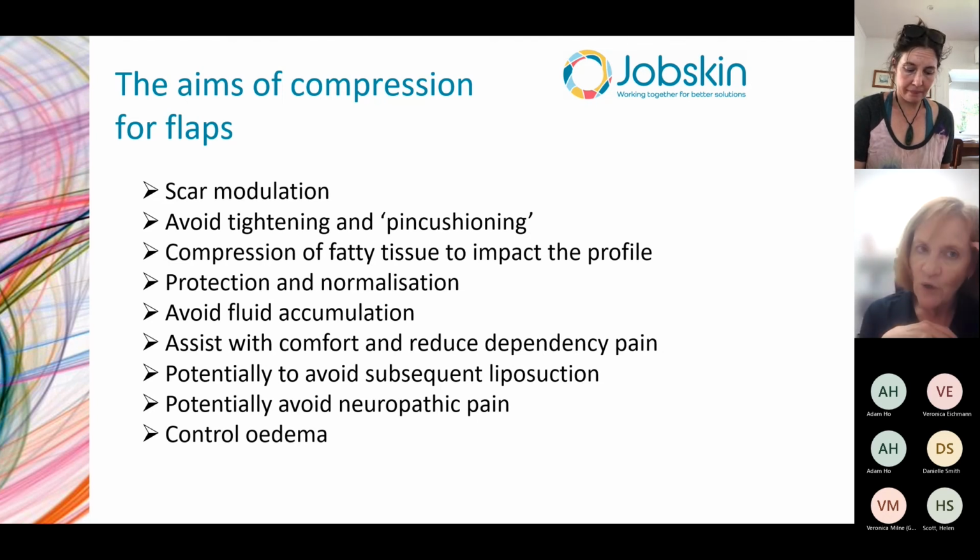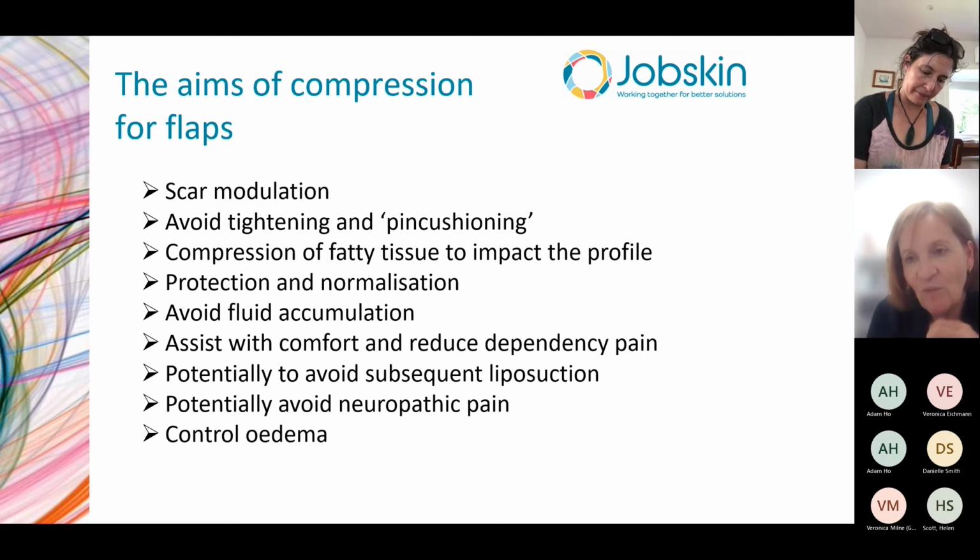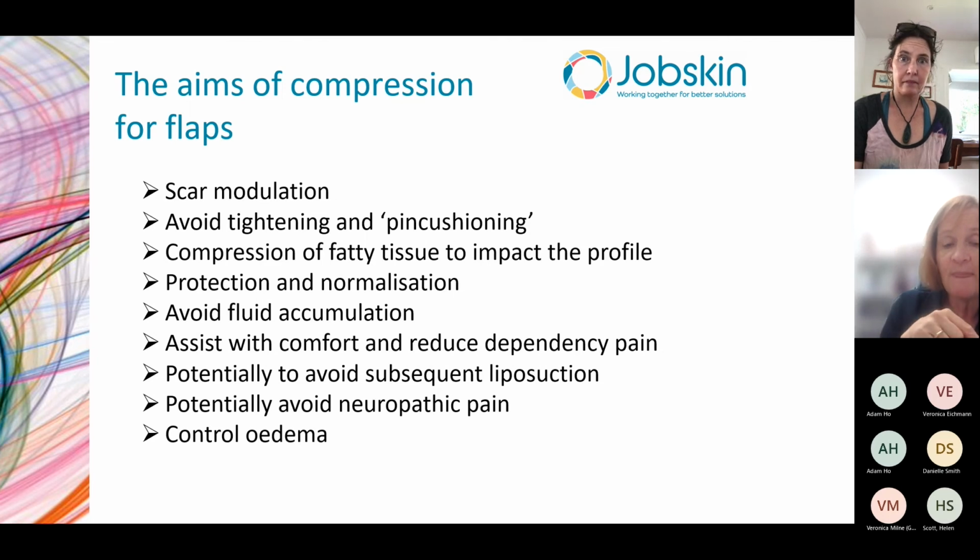But if we think about what compression can achieve for a flap, because you may have instances where you are choosing to advocate for the patient because you can see the benefits of compression, but a surgeon may, up until that point, not have considered it. What we're able to achieve with compression on flaps is to modulate the scarring and avoid tightening and pin cushioning. And pin cushioning is when a circular scar, which is obviously what surrounds a free flap because it's attached, might not be a circle, might be an oval or a funny shape, but the suture line is continuous all the way around, so it forms a circular scar.